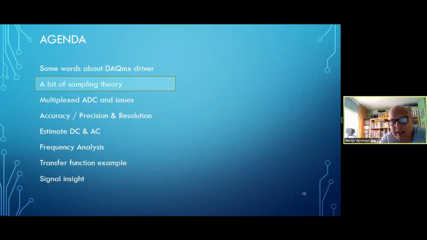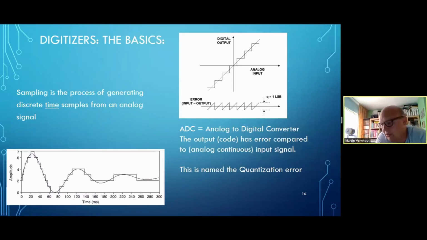And let's start with a little bit of theory on sampling theory. If we talk about sampling, we talk about digitizers. And digitizers perform sampling. Sampling is the process of generating discrete time samples from an analog signal. Whatever the analog signal is, that means it's continuous in time and in amplitude. That's the analog part. And it's going to create specific samples in time. Sometimes very fast, millions of samples per second at a steady pace. Sometimes very slow, maybe once a minute, maybe once an hour. You could still call that sampling, of course.